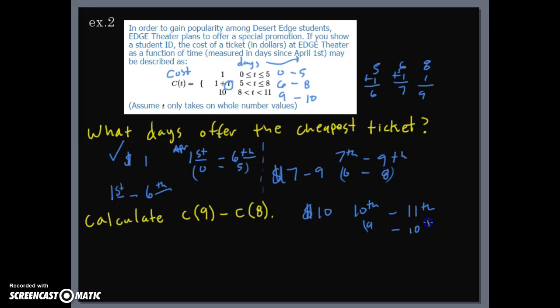So C of 9 would be 9 days from, which would be the 10th. So this is the difference in cost between the 10th versus the 9th. Right? If we go on the 10th, how much are we going to pay? We're going to pay $10. Minus if we go on the 9th, how much are we going to pay? We're going to pay $9. The difference would be 1. Good luck on the homework.